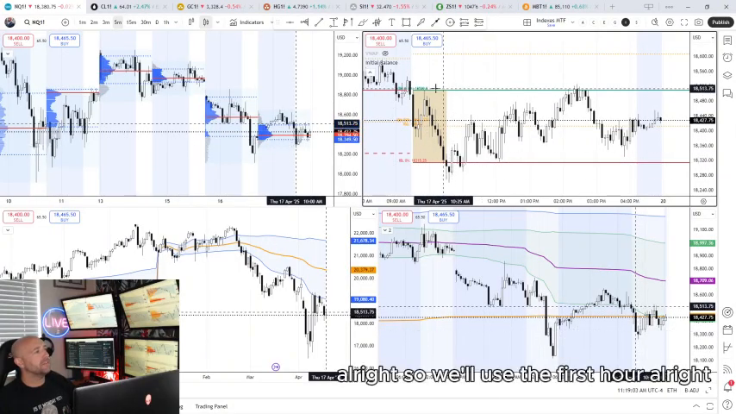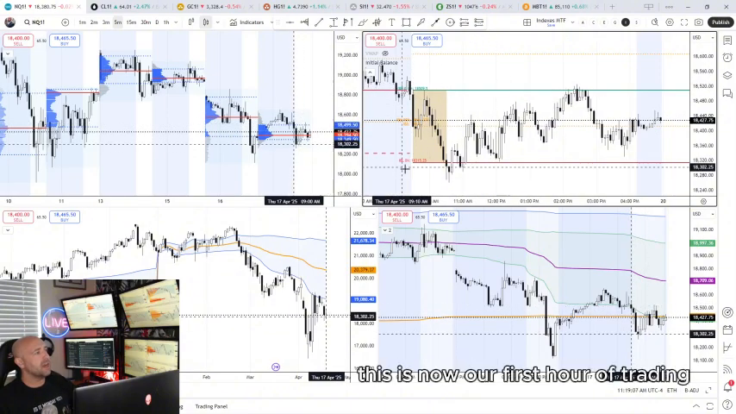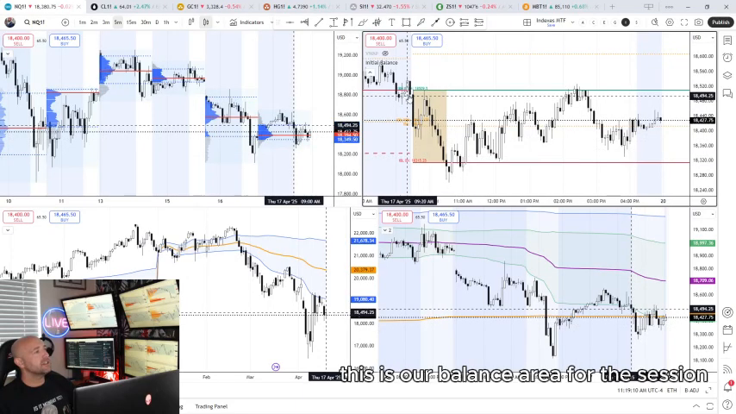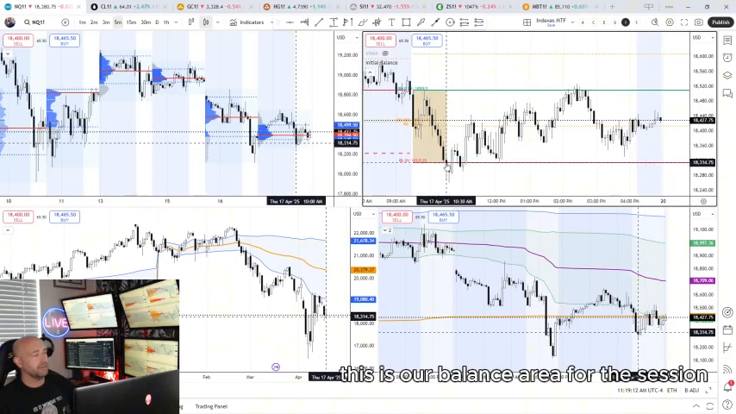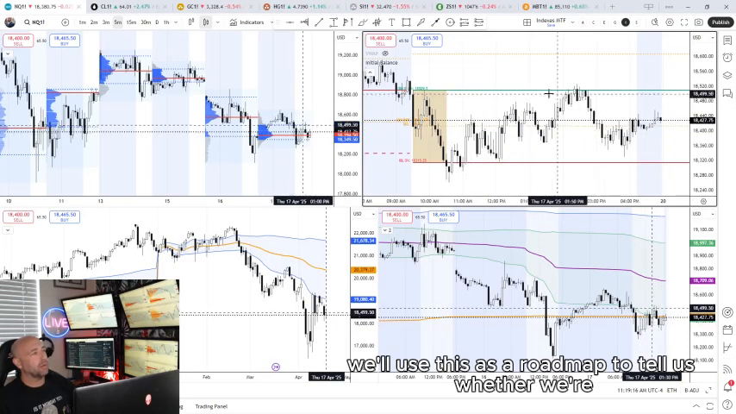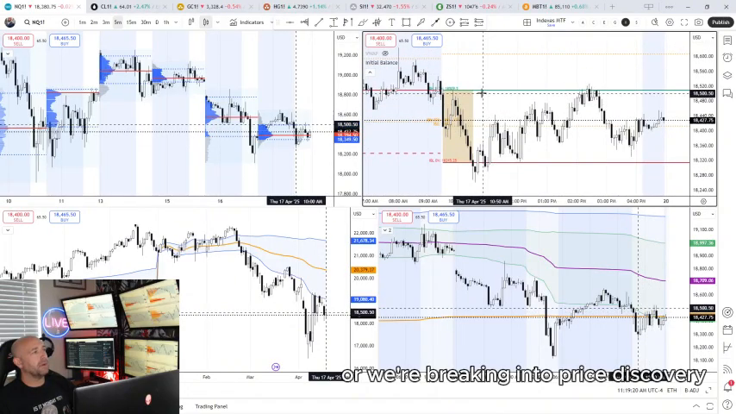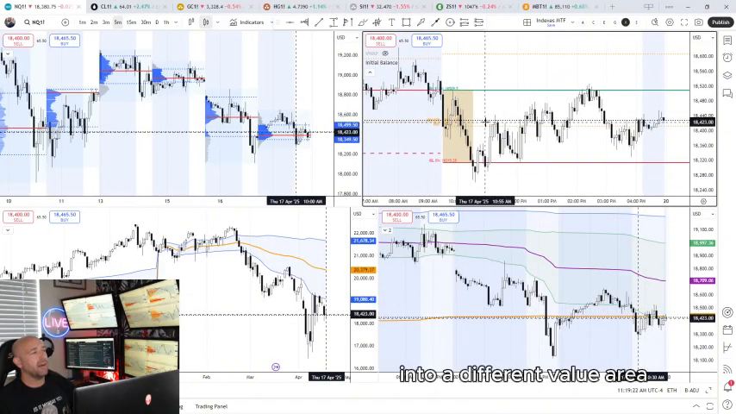So we'll use the first hour, all right, this range, the green high and the red low. This is now our first hour of trading. This is our balance area for the session. Okay, we'll use this as a roadmap to tell us whether we're staying in a balance or we're breaking into price discovery into a different value area.